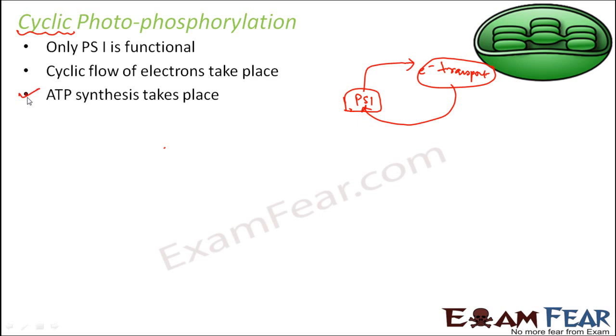Here ATP synthesis takes place, but the important point to note is that NADPH synthesis does not take place here. Only ATP synthesis will take place. As I said, NADPH synthesis does not take place. Both of these are important points to be noted: only ATP synthesis and no NADPH synthesis. That is also an important difference between cyclic and non-cyclic photophosphorylation.